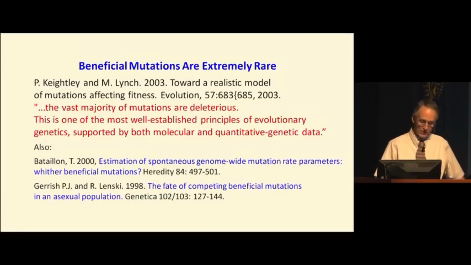And I show two other papers that have similar conclusions. The first one has a subtitle, Whether Beneficial Mutations. And in that paper, the author argues that beneficials are so rare, we can't measure how rare they are. Gerrish and Lenski actually look at biological data. They have the long-term evolutionary experiment with bacteria, and they actually monitored the sequence changes over time in bacterial populations and found that the beneficial mutations were indeed exceedingly rare. They estimated 1 in a million mutations as beneficial. So that just puts it in perspective.